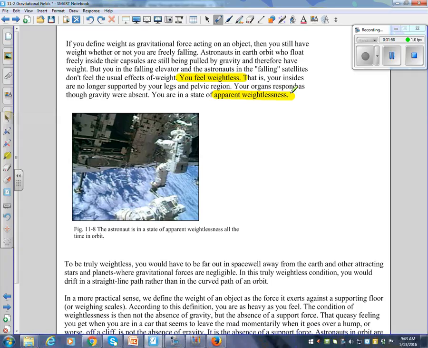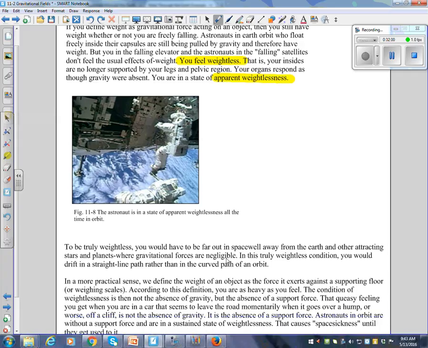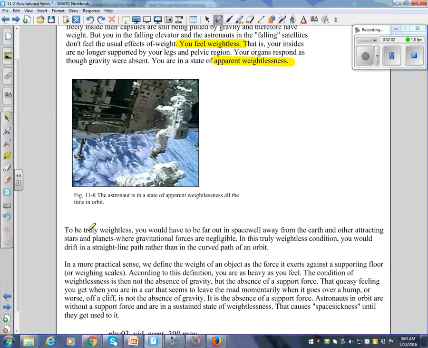To be truly weightless, you would have to be far out in space, away from the Earth and other attracting stars and planets where gravitational forces are negligible. Truly, like light years away. In this truly weightless condition, you would drift in a straight line path rather than in the curved path of an orbit, which you probably wouldn't even notice. You would be dead, but you know.